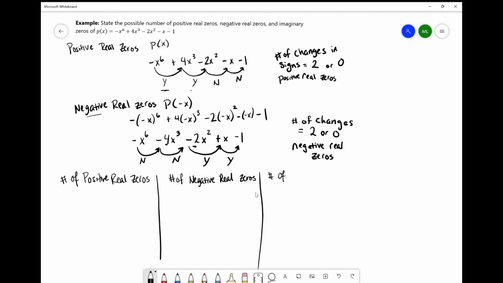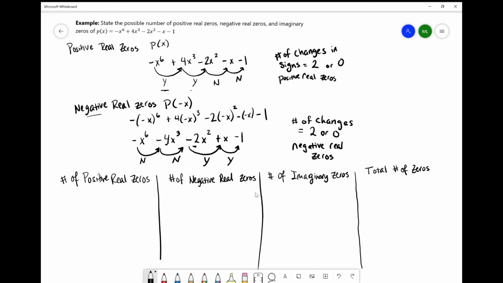But remember, Descartes' rules didn't tell us too much about imaginaries. But if you know your positive and negative real zeros, how much those could exist, then you can tell how many imaginary zeros could exist. Because by one of the previous theorems that we learned about in the roots and zeros video, you can find the total number of zeros, and your degree n tells you the number of zeros that you're going to have. Okay, so total number of zeros.